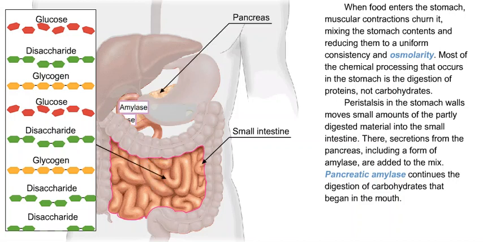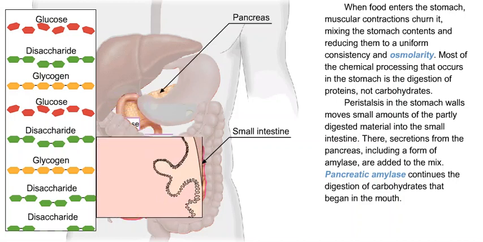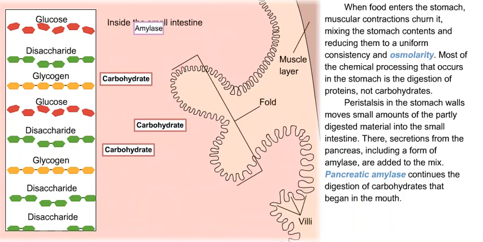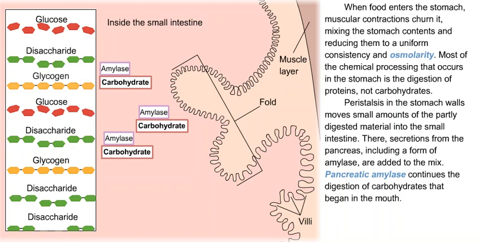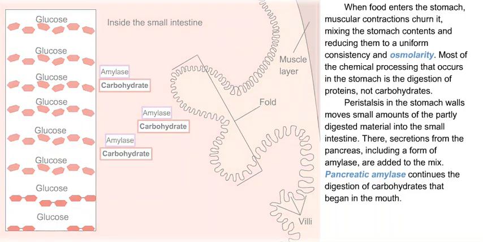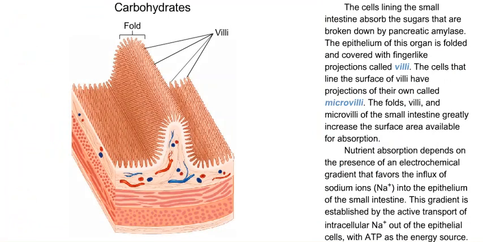There, secretions from the pancreas, including a form of amylase, are added to the mix. Pancreatic amylase continues the digestion of carbohydrates that began in the mouth. The cells lining the small intestine absorb the sugars that are broken down by pancreatic amylase.